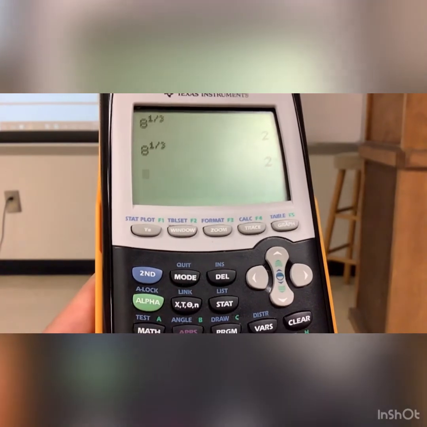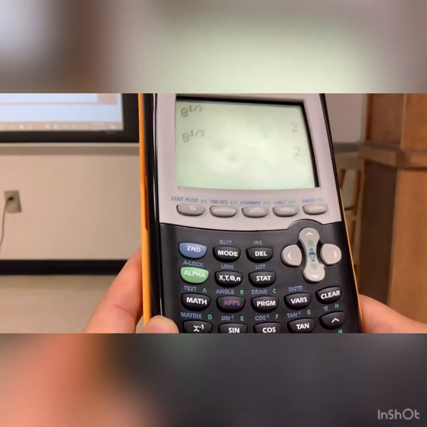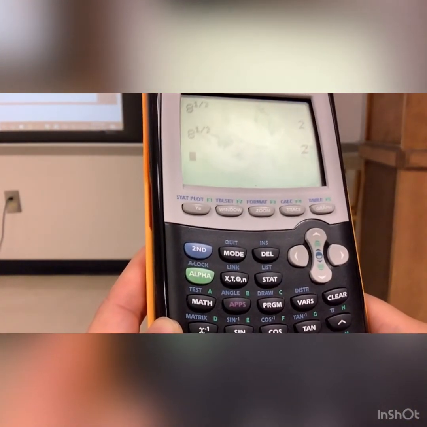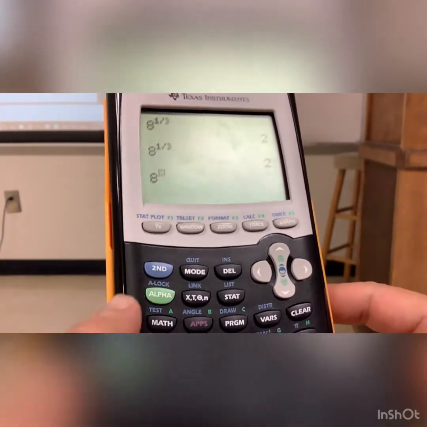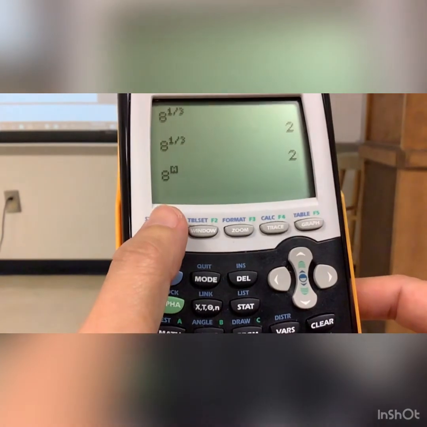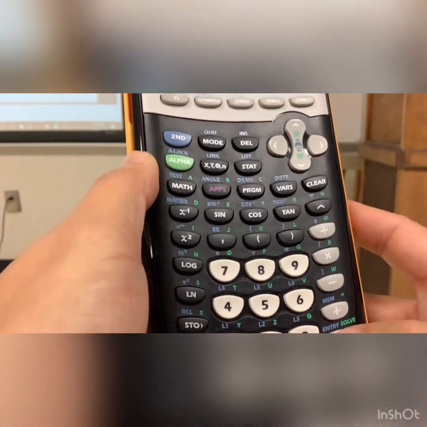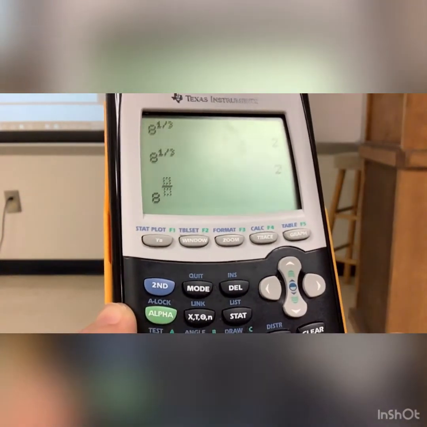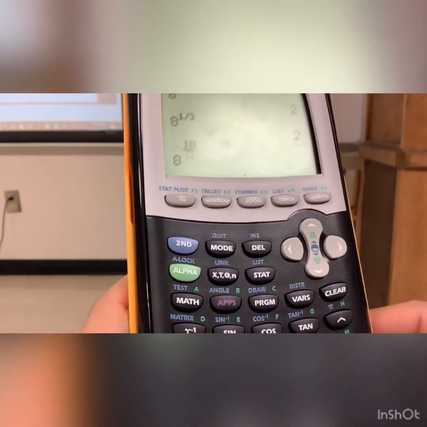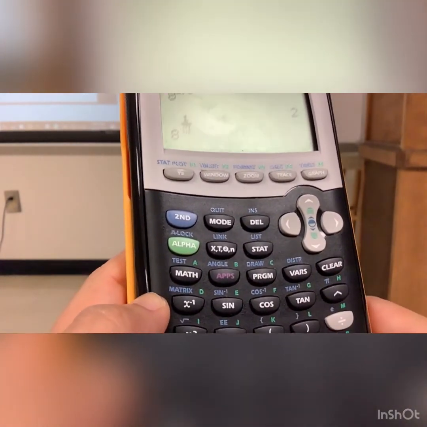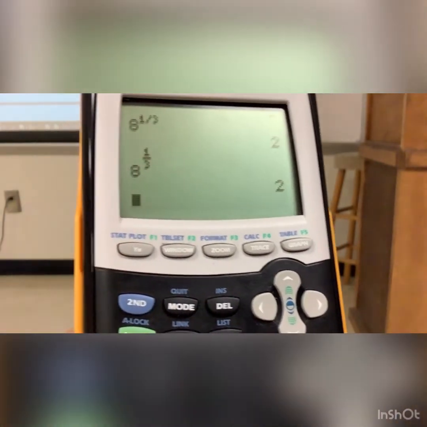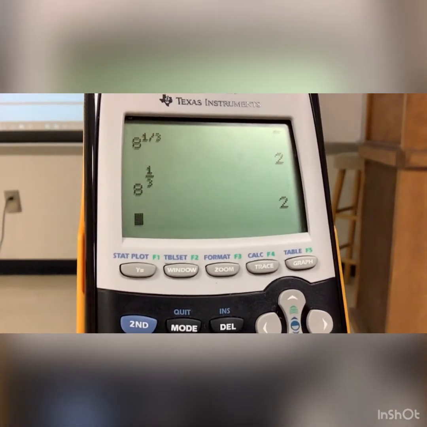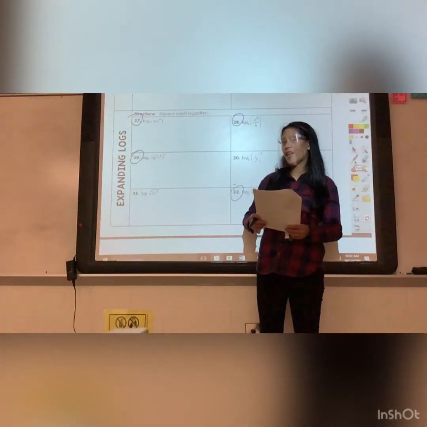So there is another way. If you have 8, press the exponent, and then alpha y, enter. You will see this one. You can put 1 over 3. Okay? You will get the same answer. So that's how you do it if you have a fraction and exponent. Okay, let's have the last part.